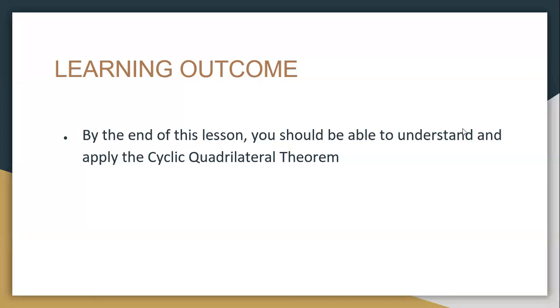Okay, yes, Apple? Quadrilateral is a four-sided figure. Okay, very good. So when they talk about a quadrilateral, it means a four-sided thing. Now we are going to focus on the cyclic quadrilateral. Like we have said, quadrilateral means a four-sided figure.